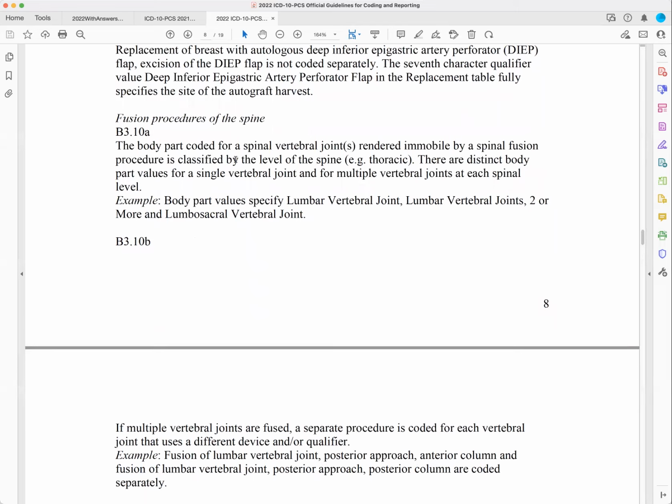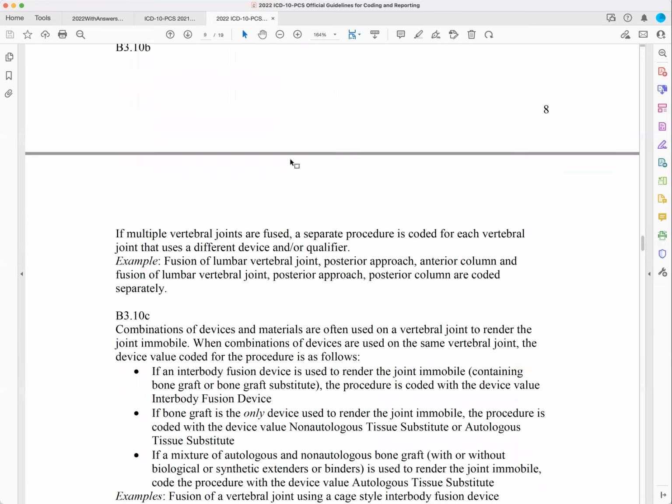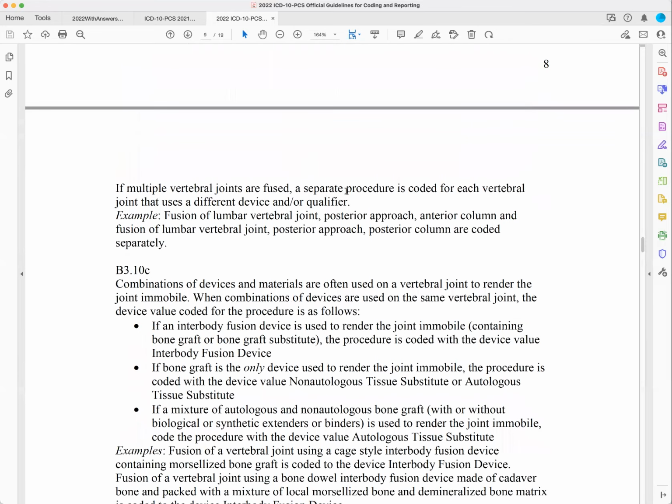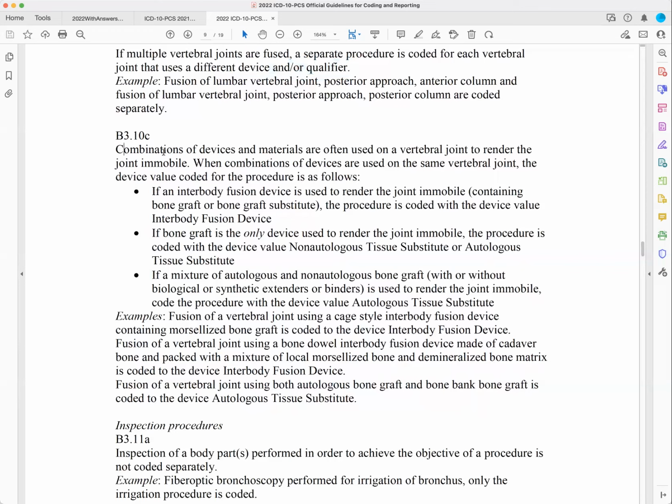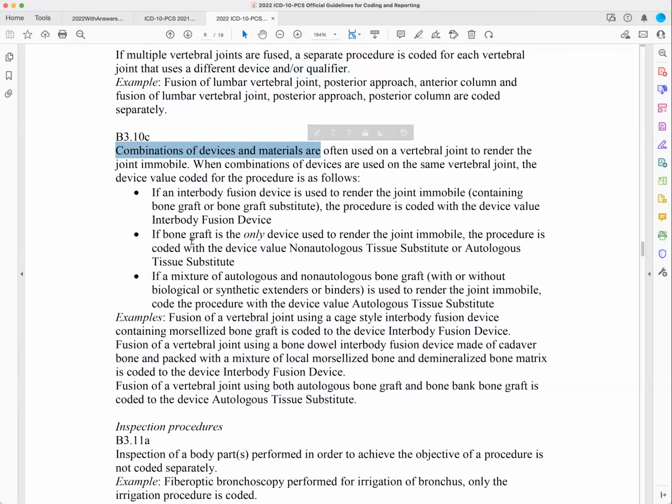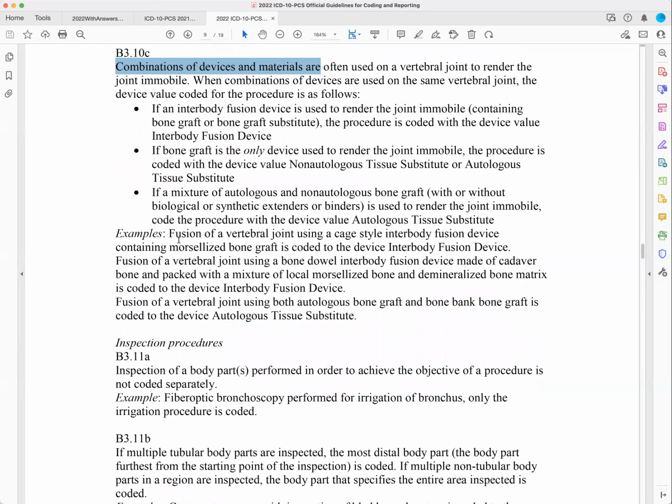So the body part is coded for the joint that is rendered immobile. And then if multiple joints are fused, then a separate procedure is coded for each vertebral joint that uses a different device and or qualifier. So if it has a different device value or a different qualifier value for the two separate joints, then you would code them separately. We've got some guidelines for a combination of devices and materials, and I'm not going to read through that. You guys can take a look at that on your own.